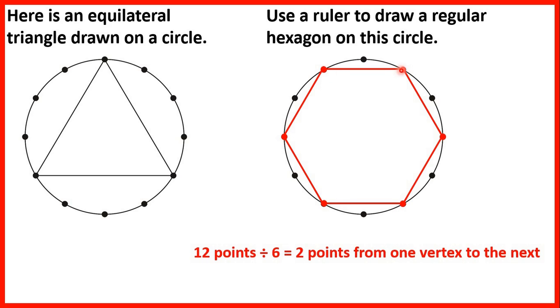Now the answer doesn't have to be exactly like this. You could have joined up the dots that I've left black instead, and that would still be a regular hexagon because you still have the same amount of space, so one dot between each corner.